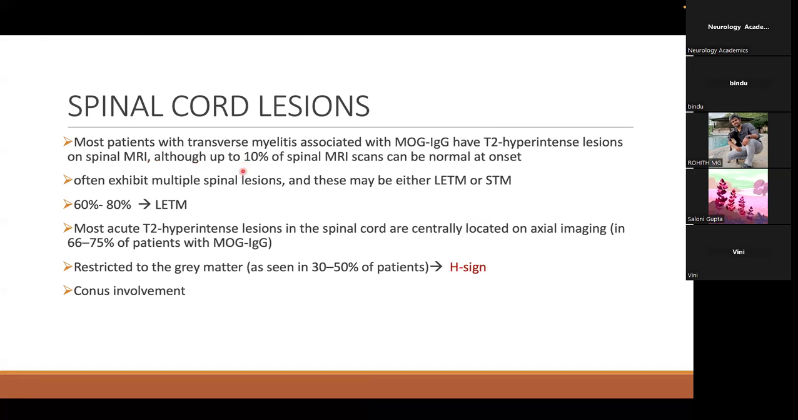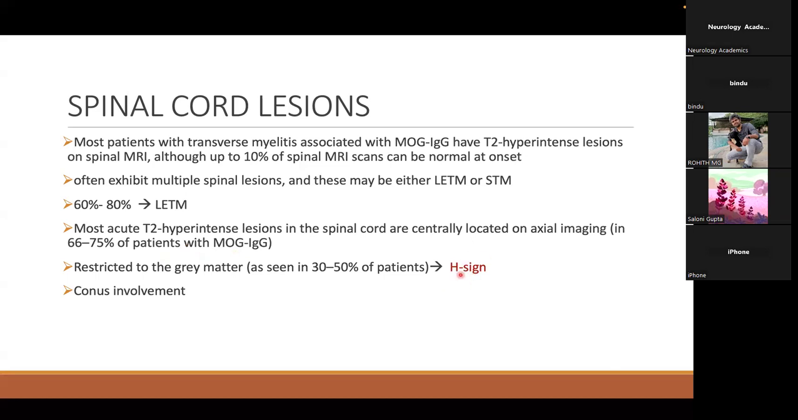Although in 10% the MRI may be normal at the onset, they often exhibit multiple spinal lesions, either as LETM or STM, and in 80% of cases it is LETM. The most acute T2 hyperintense lesions in the spinal cord are centrally located on axial images. That is, around 75% of patients have central cord involvement. And sometimes, in 50% of them, it can be restricted to the gray matter alone.